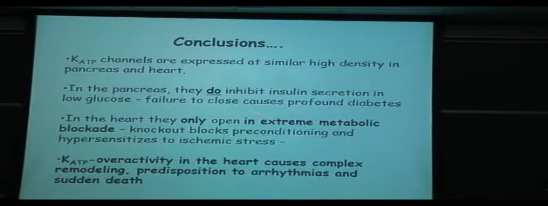Okay, so conclusions. KATP channels are expressed at similar high density in the pancreas and in the heart. In the pancreas, they do inhibit insulin secretion in low glucose, and failure to close them causes profound diabetes. But in the heart, they only open in extreme metabolic blockade, as far as we can tell. Knockout blocks preconditioning and hypersensitizes to ischemic stress. With KATP overactivity, we finally had to overexpress a very ATP-insensitive Kir6.2 and a pancreatic SUR1 isoform. But this can cause complex remodeling and probably a predisposition to arrhythmias and to sudden death.